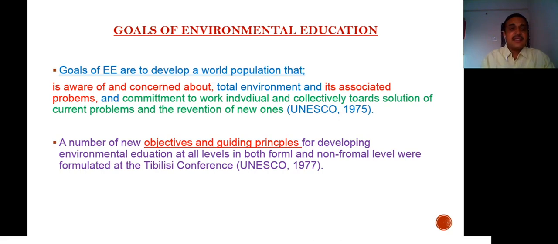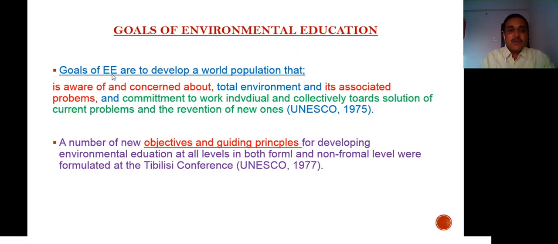Then certain goals have been decided for imparting environmental education in our curriculum or academic system. So what is the goal of environmental education?